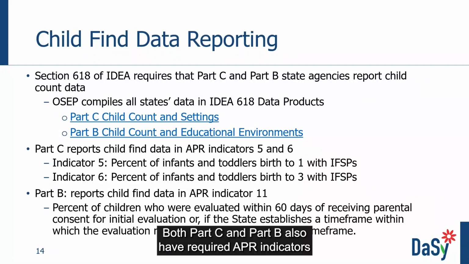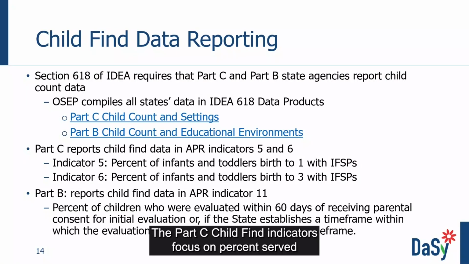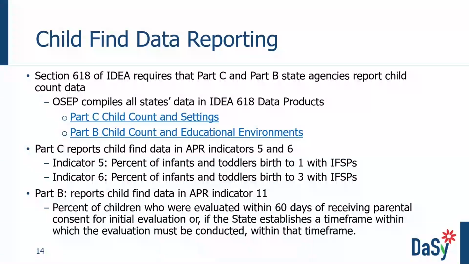Both Part C and Part B also have required APR indicators that are labeled child find indicators. The Part C child find indicators focus on percent served, while the Part B indicator focuses on timely evaluations. For Part B, we will mainly be focusing on the 618 data.